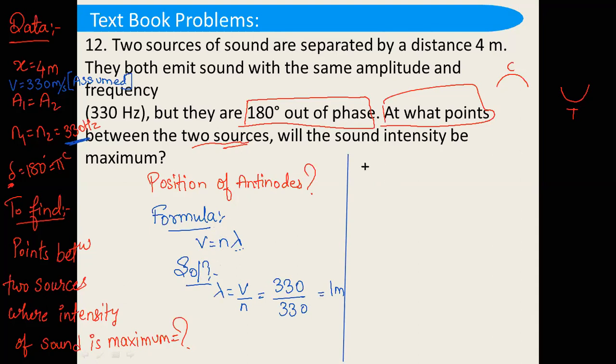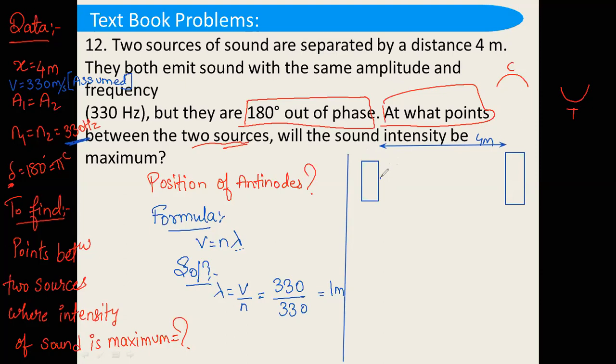Now, these are two speakers which are connected to the same DVD player or TV. They emit sound of equal frequency and equal amplitude, but they are 180-degree out of phase. Moreover, the distance between them is also given: 4 meters. This is the distance of 4 meters between them.